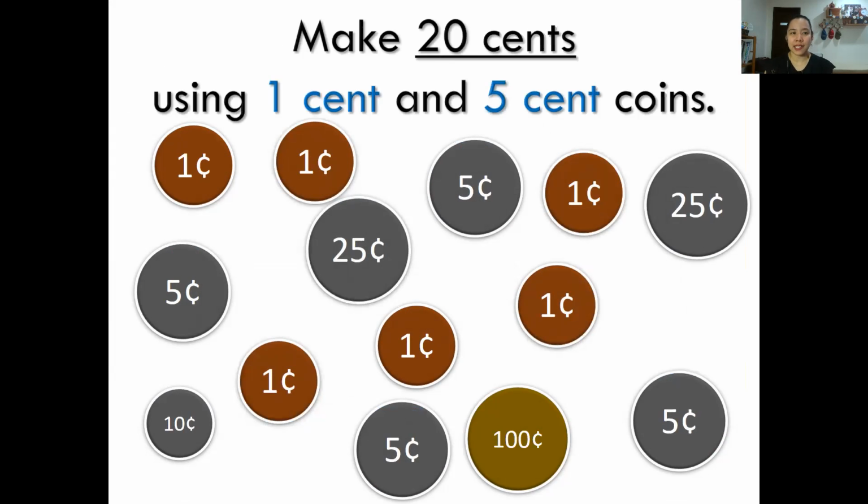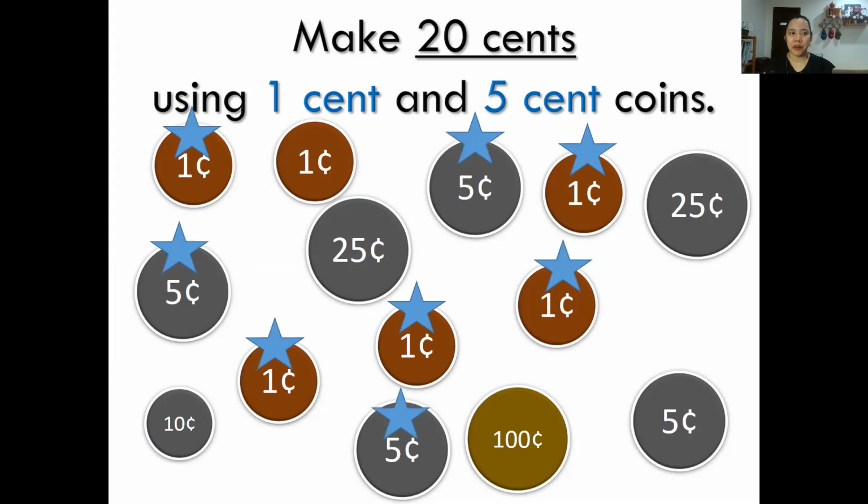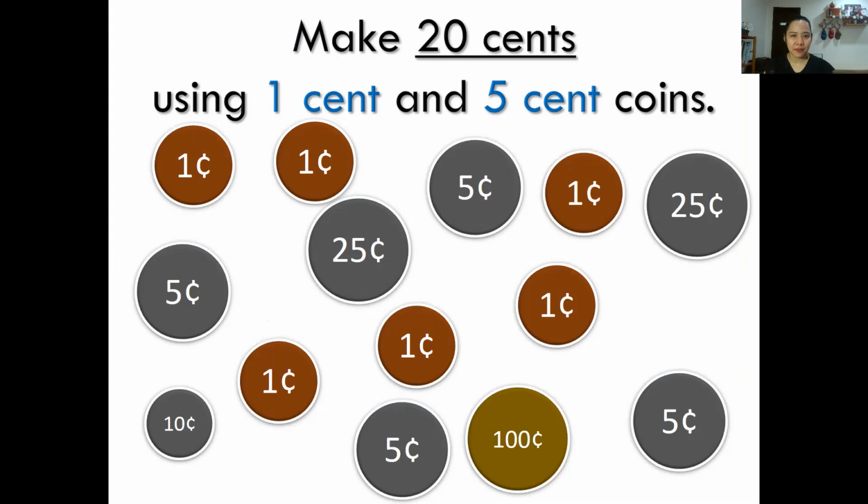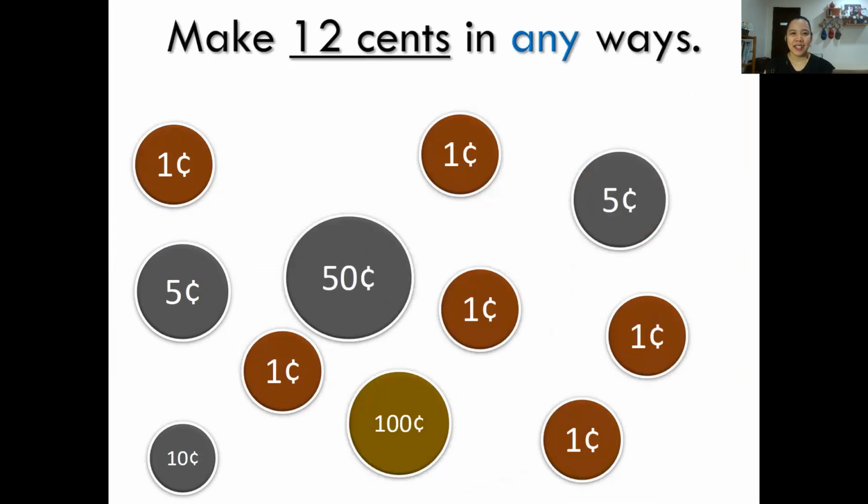Make 20 cents using 1 cent and 5-cent coins. Go. Perfect. Did I hear you say 5 cents plus 5 cents plus 5 cents plus 1 cent plus 1 cent plus 1 cent plus 1 cent and 1 cent? So that is equal to 20 cents. Very good. Or do we have another way? No more. Next, make 12 cents in any way.